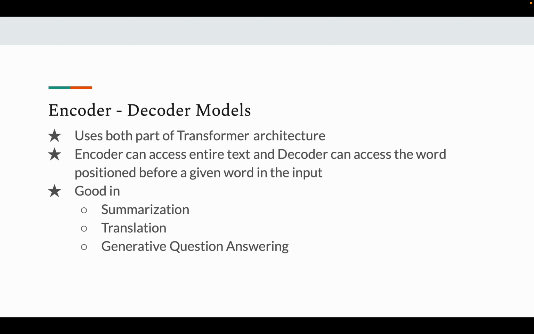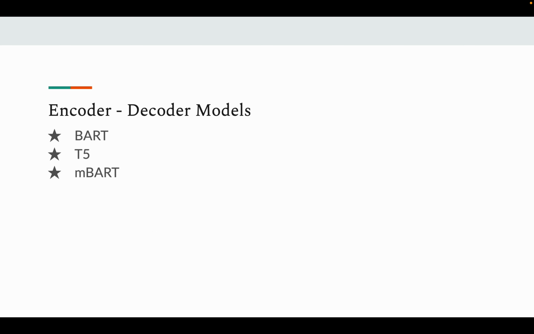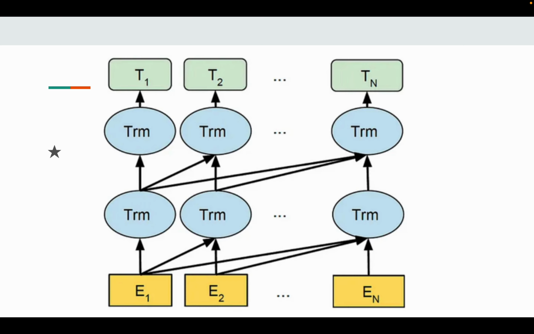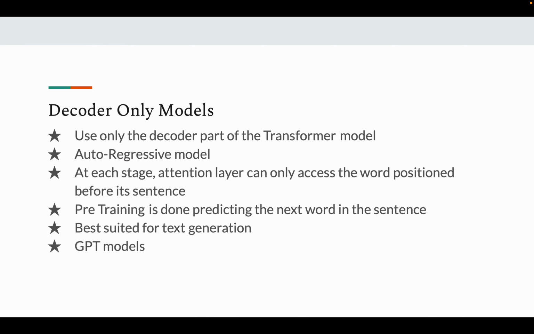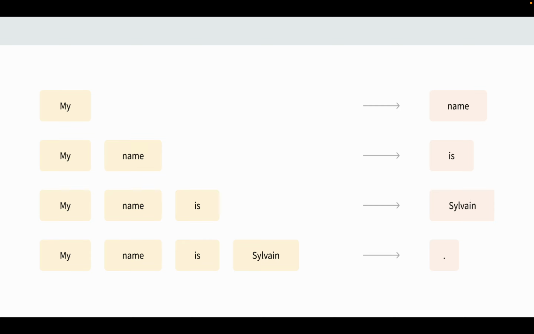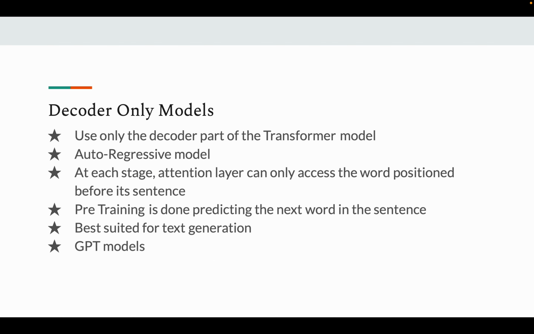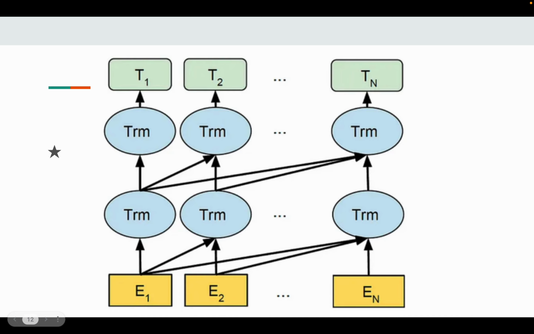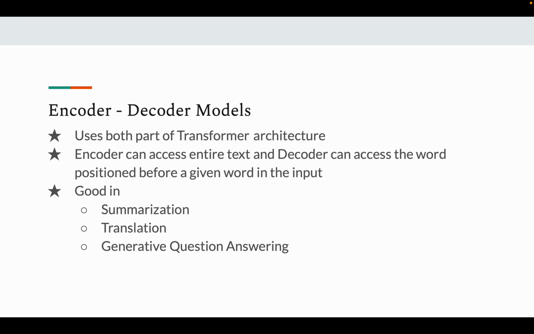Okay, so here we have a decoder model. We discussed that it is suited for text generation, and the GPT models are an example. Then we discussed its architecture.